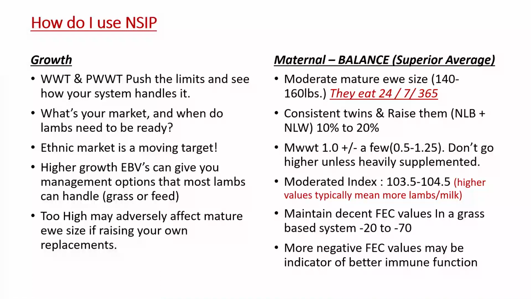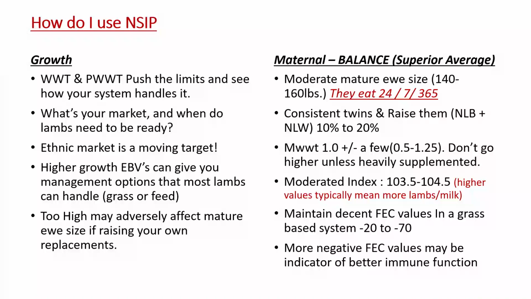One thing to think about, from an ethnic market standpoint, is that it's a moving target. A lot of those holidays get about 10 days earlier every year. So if your lambing season stays the same, and some of those holidays that you might be trying to target for a marketing avenue are getting earlier, you're going to have to get weight on those lambs a lot faster. So you can use some of these growth EBVs to push those lambs along and get them ready a little quicker.